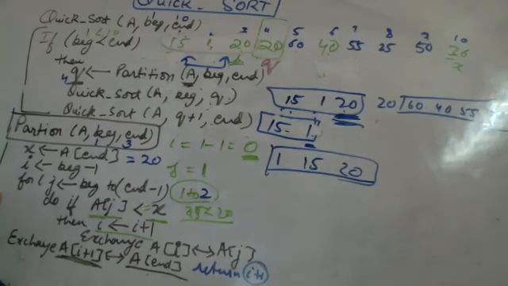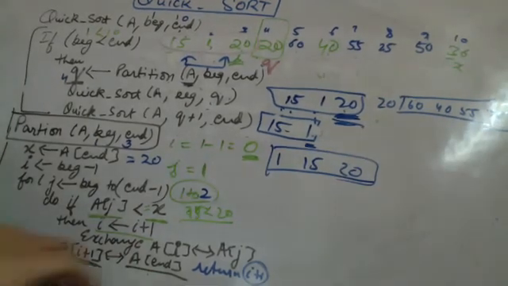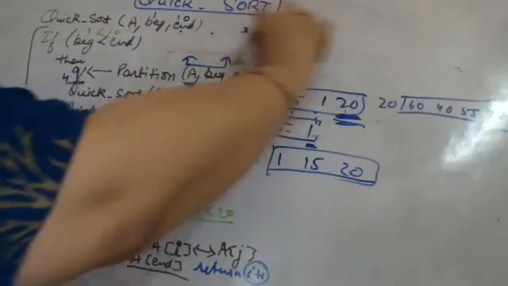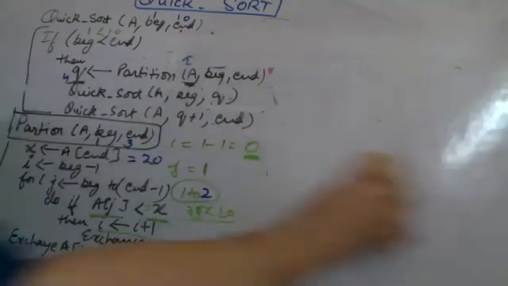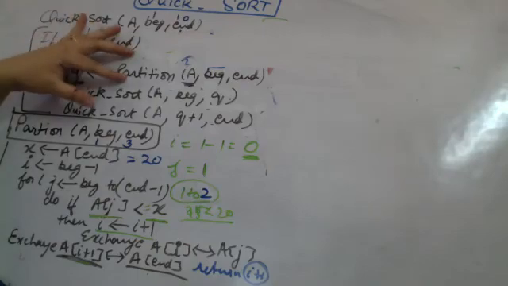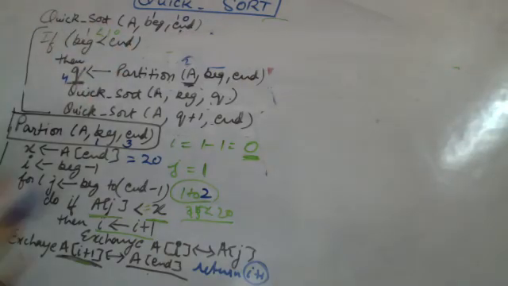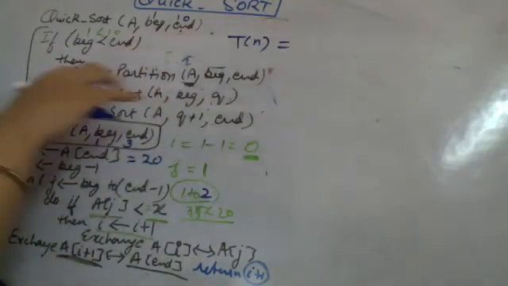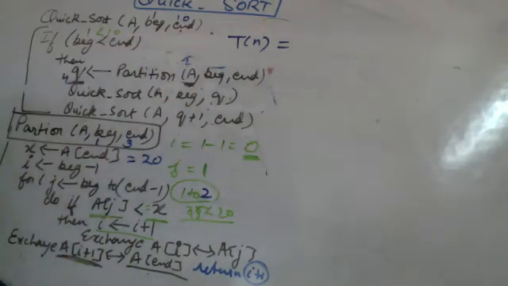Clear? Let us have a look at the complexity of the algorithm now. Now let us have a look at the complexity. Now what is happening is, this is my quicksort procedure. This is the partition, and quicksort is called 2 times. So if I am calculating T of n, this comes out to be whatever time partition is taking. How much time is partition taking?